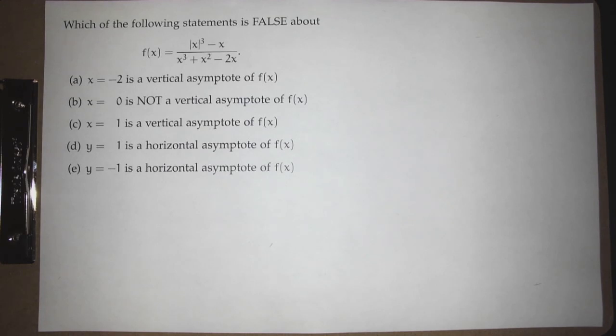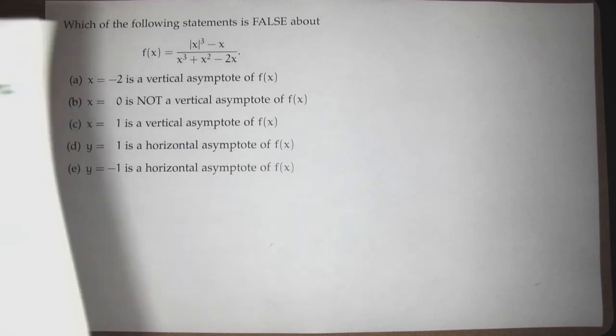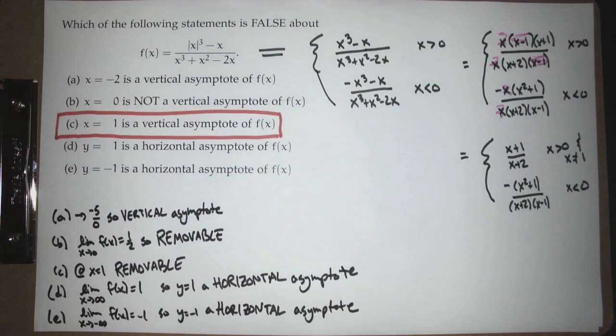It's what? C? Maybe. You're right. It is C. X equals 1 is not a vertical asymptote. It's removable. All right. Thank you.